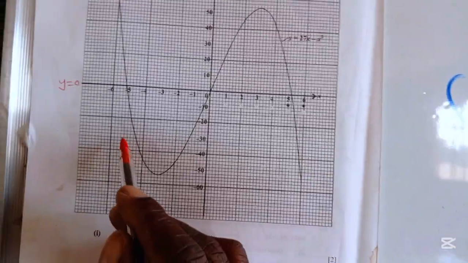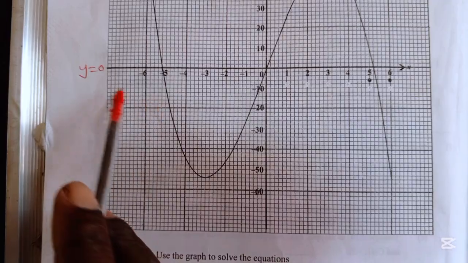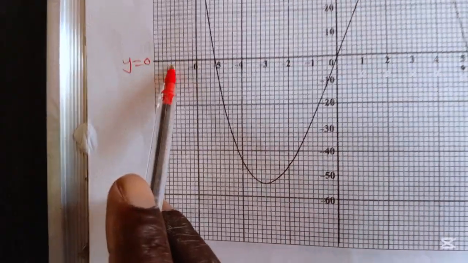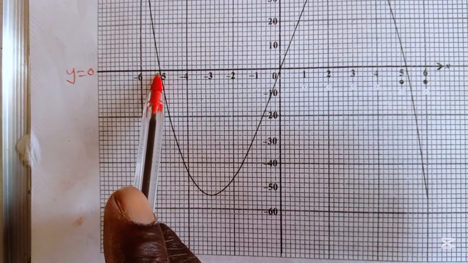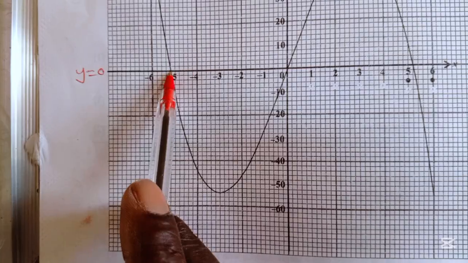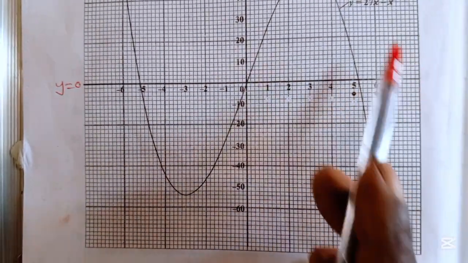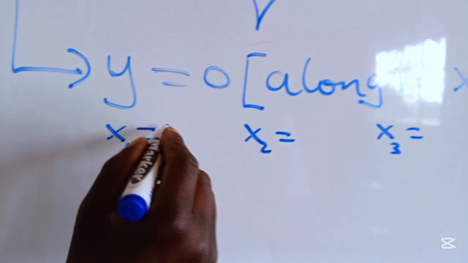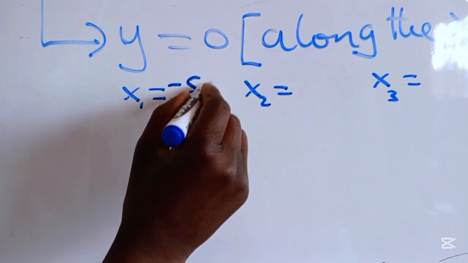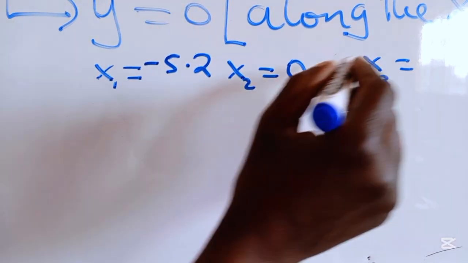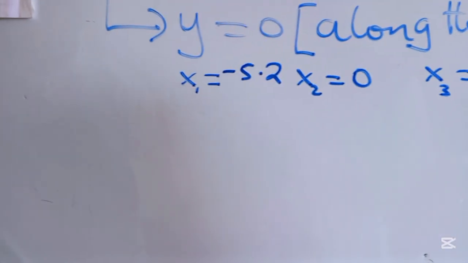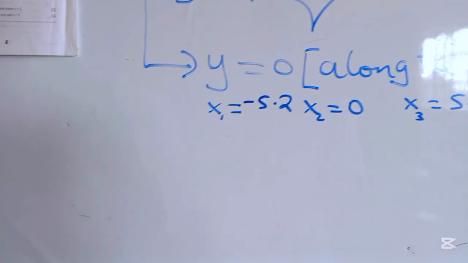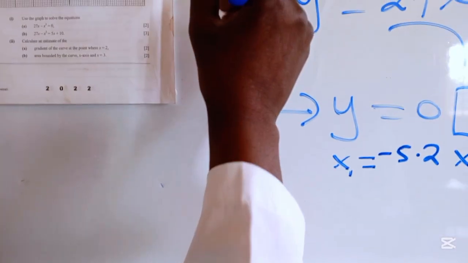Ladies and gentlemen, I hope you are following and you are enjoying. Where do we get these values? It is along y equals 0, along this one. We just go where it cuts there, y equals 0. It cuts here, it cuts there. These are the values found there. The first value was negative 5.2, the other one is 0, the other one is 5.2. So I've used the graph to answer that question. This is my A.